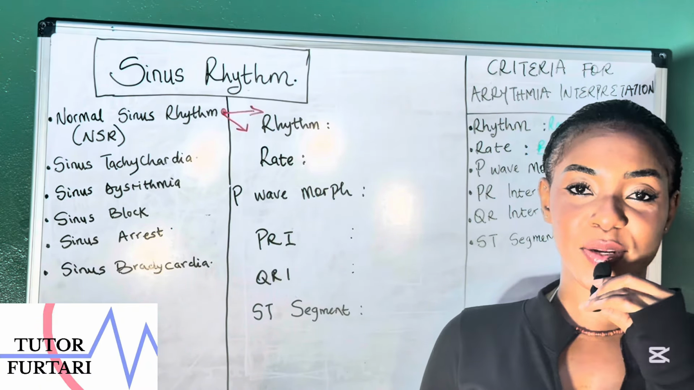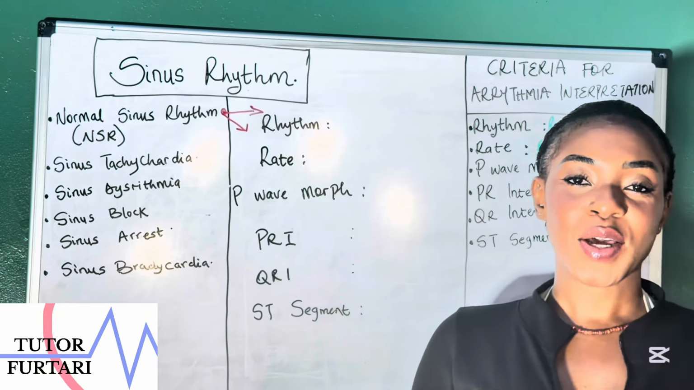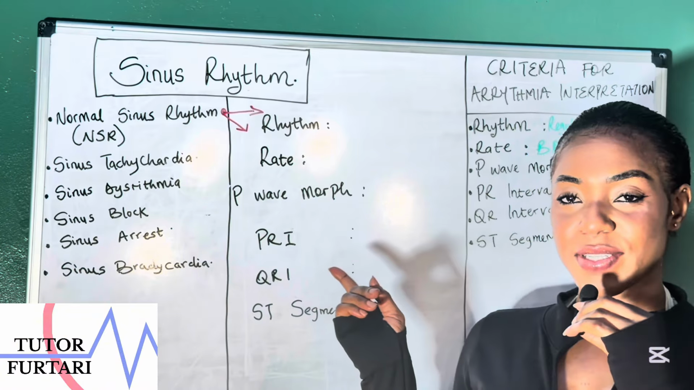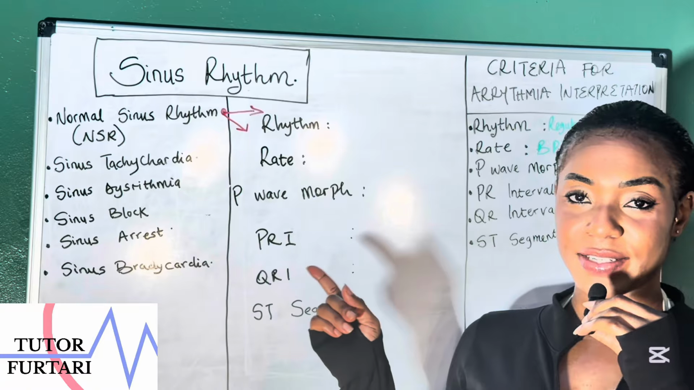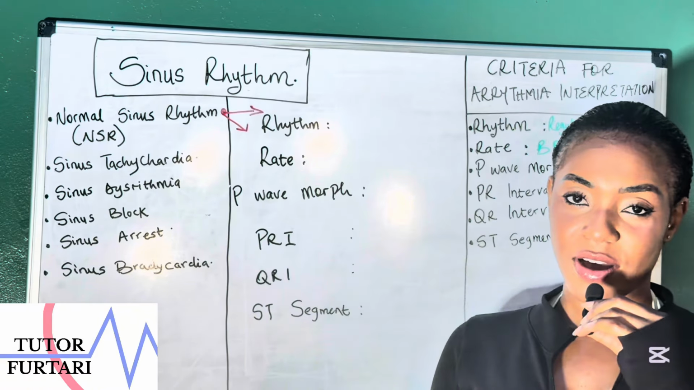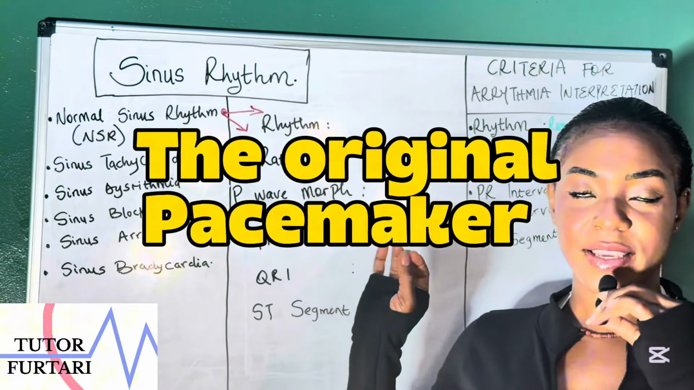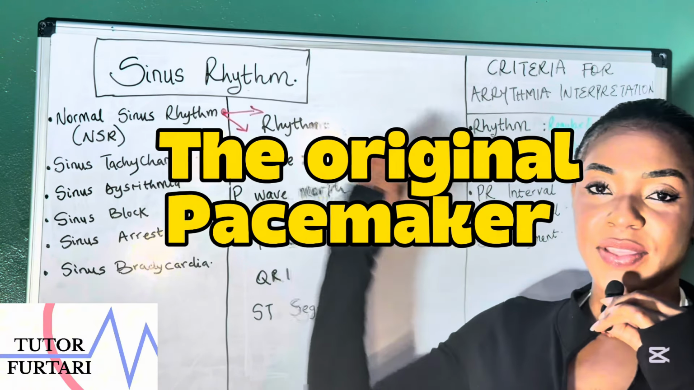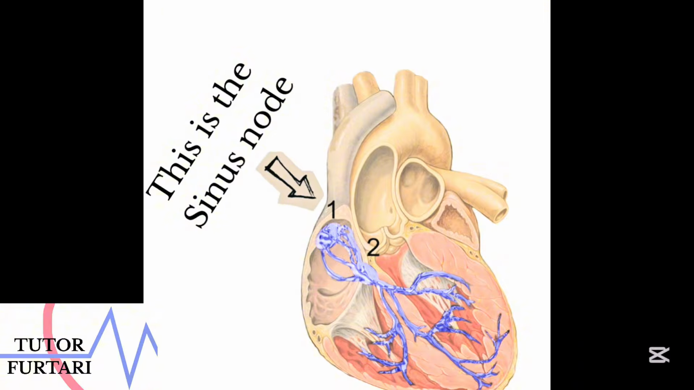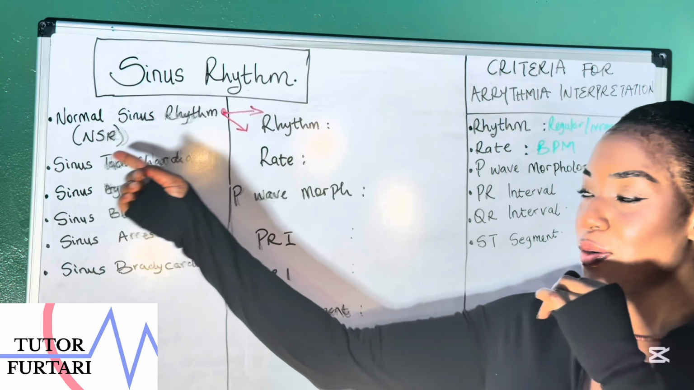Today, we're going to be talking about sinus rhythm. What is sinus rhythm? Sinus rhythm originates in the sinus node in the right atrium of the heart. When you think about sinus rhythm, just think of it as the original pacemaker. This is exactly where the normal heart rhythm is supposed to start from. It is also known as the NSR.